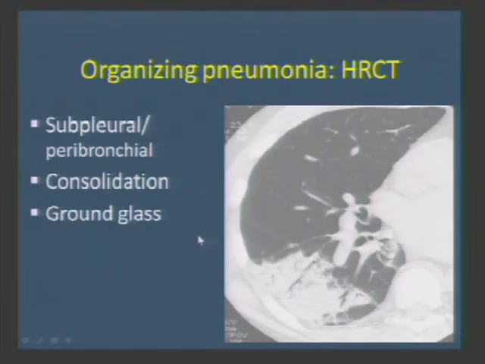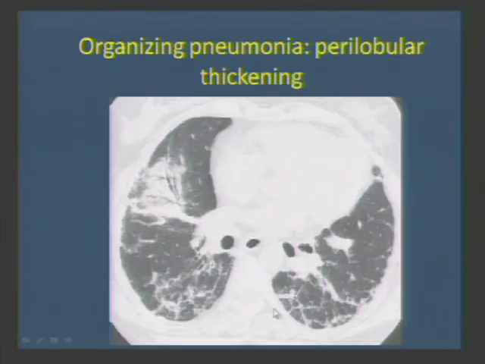Talk for just a couple of minutes about organizing pneumonia. You're all familiar with this at this point. Patchy consolidation, like the word says, it's an organizing pneumonia. Often it's either subpleural or peribronchial, and sometimes associated with ground glass. Relatively nonspecific, there are a lot of causes of lung consolidation. Two clues to the diagnosis would include this perilobular thickening.